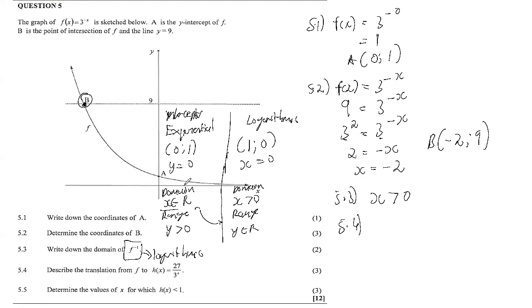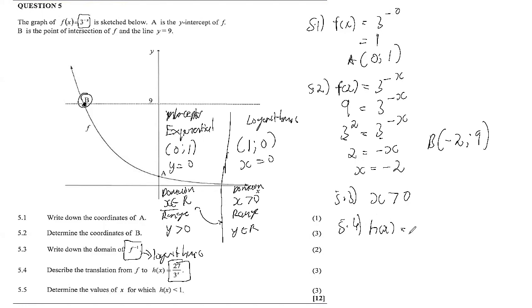Then 5.4 says, describe the translation of f to h of x is equal to 27 over 3 to the exponent of x. Now, we can tell that this might be a little bit difficult for us to do because looking at this here, we can see that it is not the same as that. So if we want to comment on the translation, we have to make sure that this is similar to what we have there. So what are we going to do?